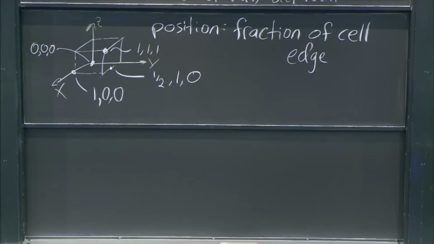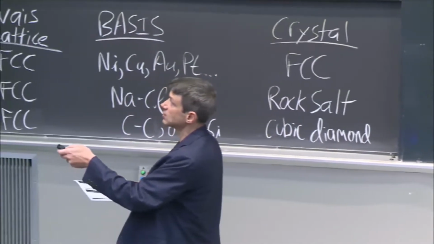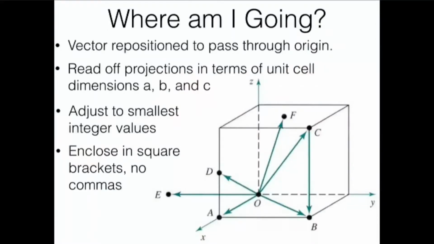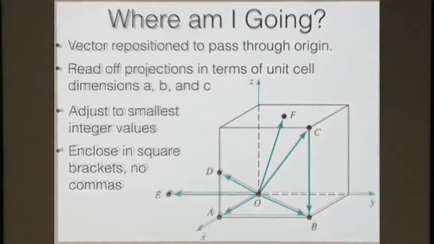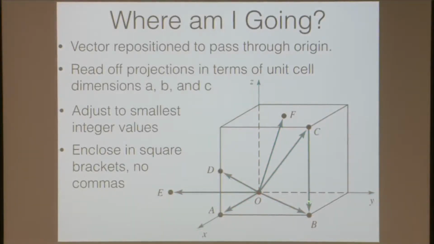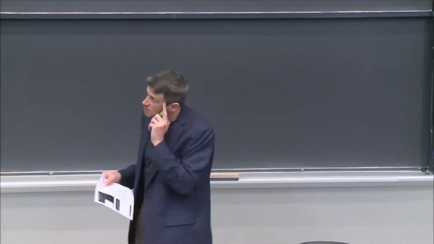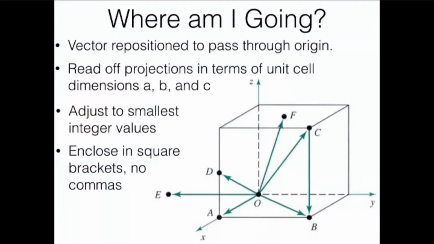So here are the rules for the direction. Here's a vector in a crystal, origin O, and here are different vectors. What we do is we position it to start at the origin, and then we read off the projections in terms of the unit cell dimensions. A is X, B is Y, and C is Z. Now, we know that those have the same length in a cubic crystal. Adjust to the smallest integer values, that's really important, and enclose in square brackets, no commas.